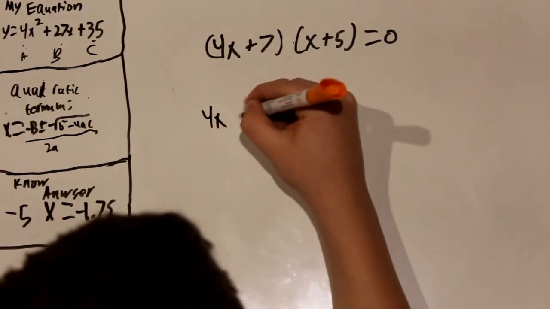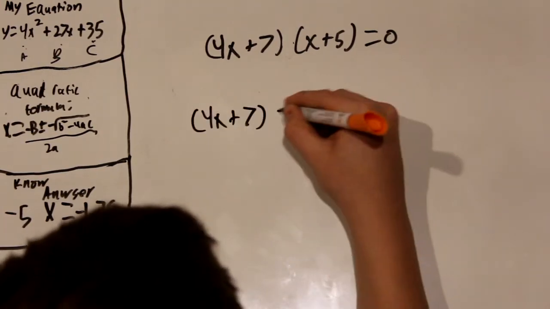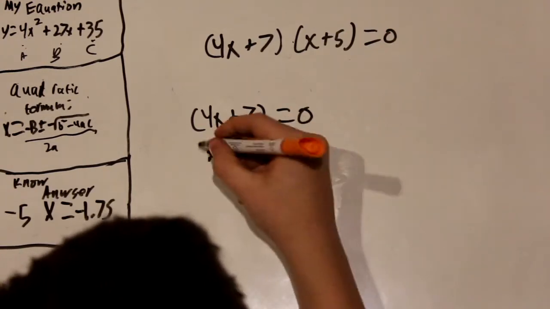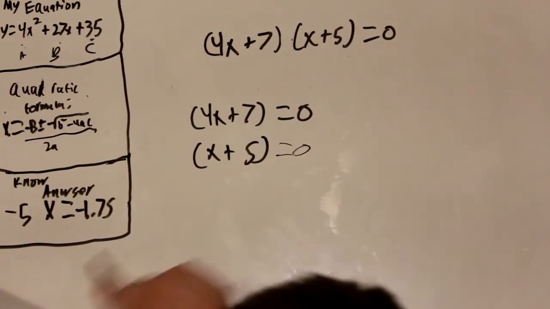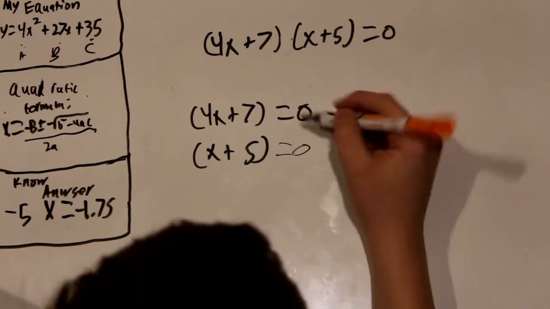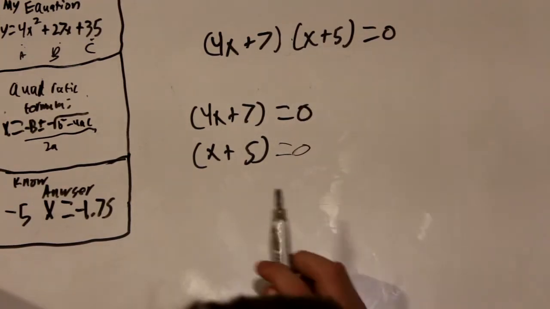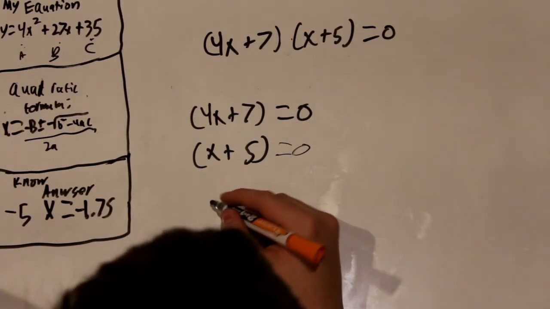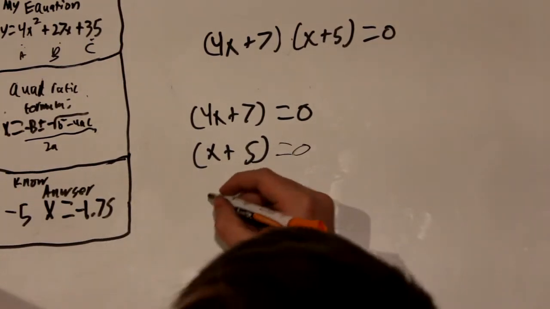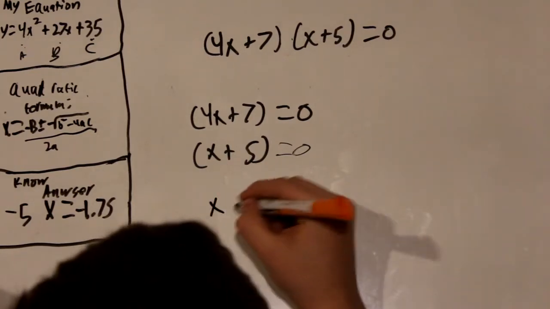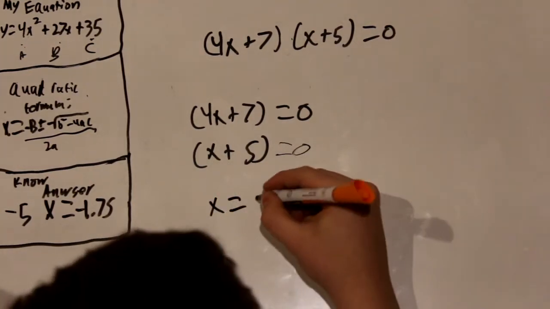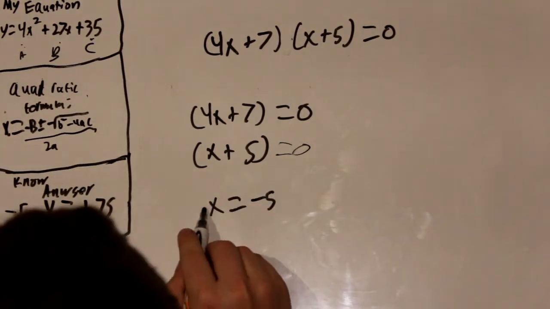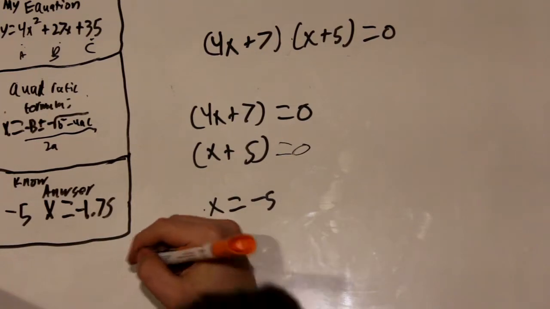So logic states that either 4x plus 7 is 0, or x plus 5 equals 0. Or both of these could equal 0 at the same time, since 0 times 0 is still 0. Since either of these are correct x's, we'll solve for x. We'll move that over. x equals negative 5, which is to be noted as one of our known answers.